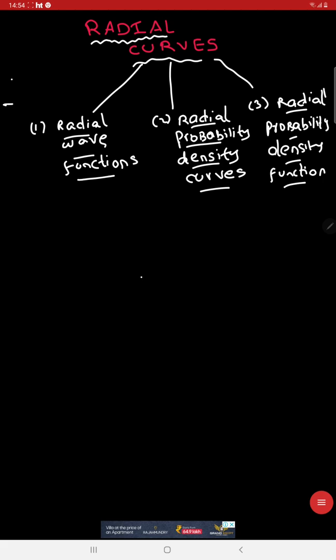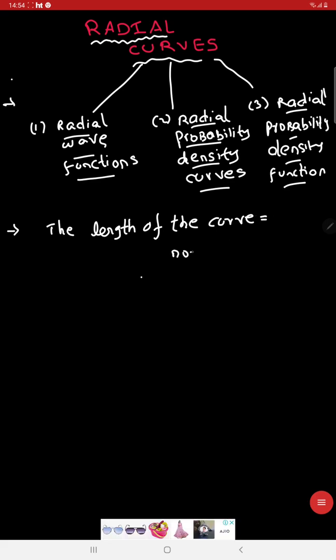The next point is some few basic formulas. The length of the curve is equal to the number of radial nodes, that is n minus l minus 1.